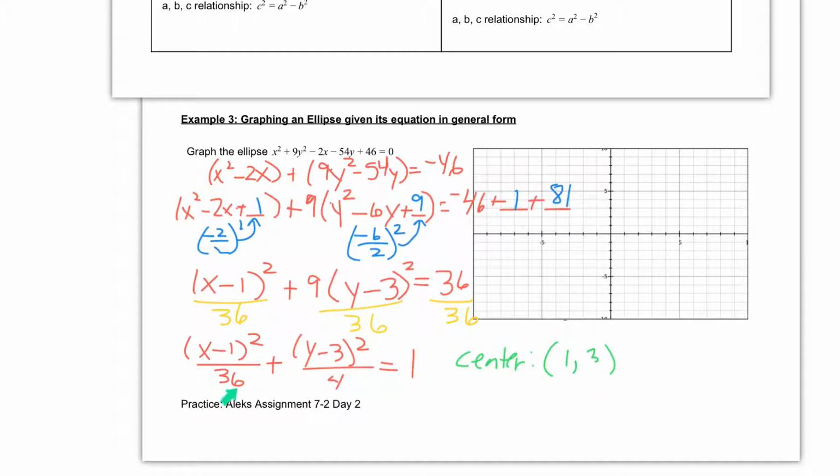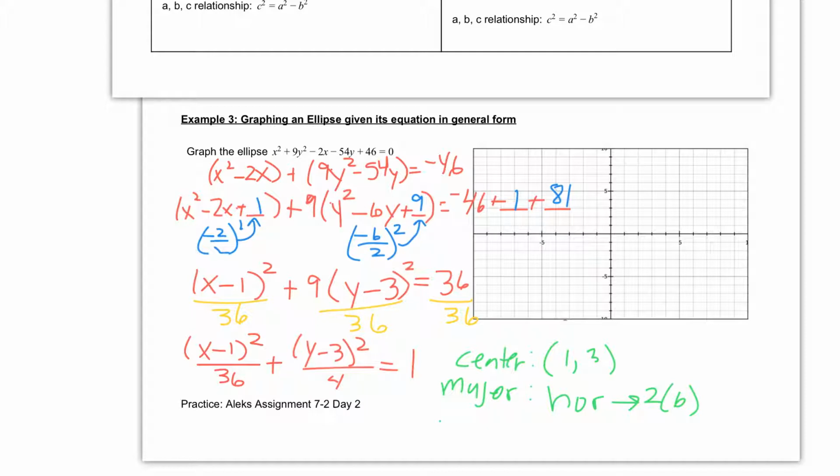And as I look at my numbers on the bottom here, this 36 is bigger than the 4, which tells us that a is going to be the square root of that 36, and that my major axis is going to be horizontal. So I'm going to say major axis is my horizontal axis, and it's going to be 2 times 6. Remember that 6 is coming from the square root of that 36. So my major axis is going to be a length of 12.